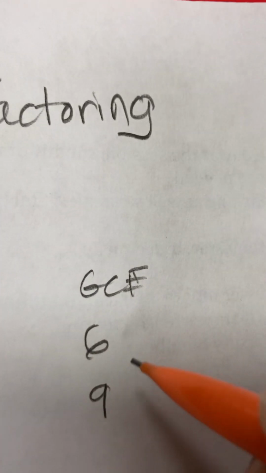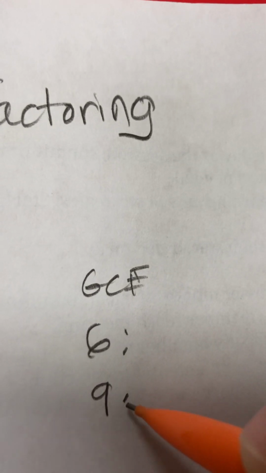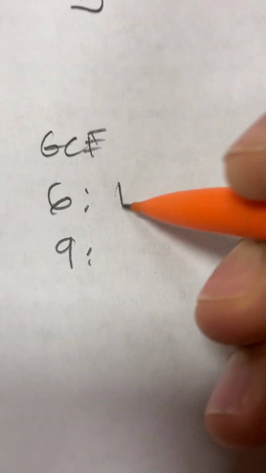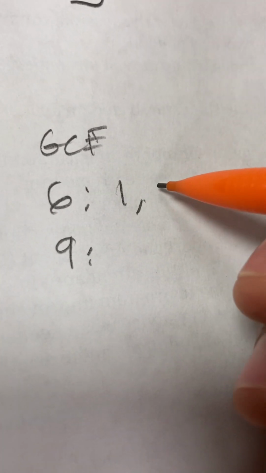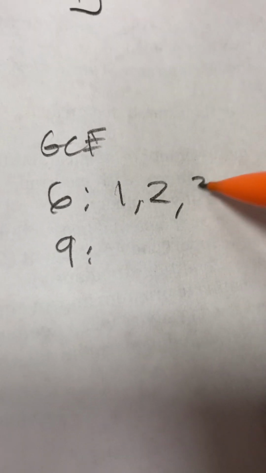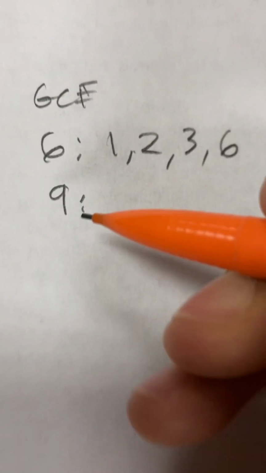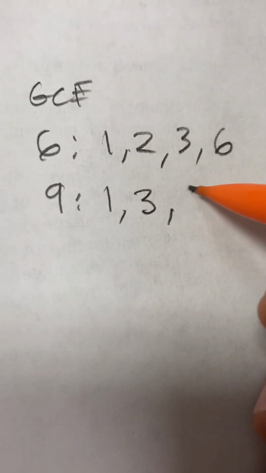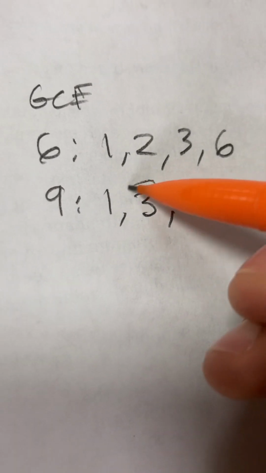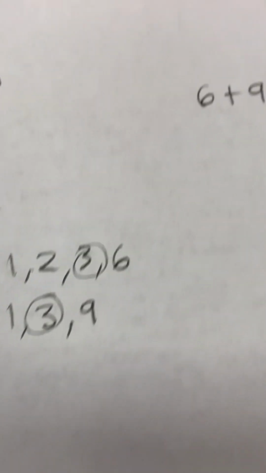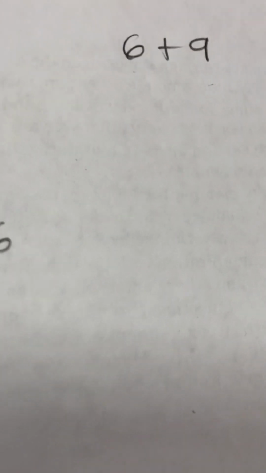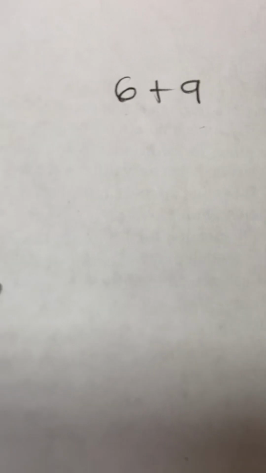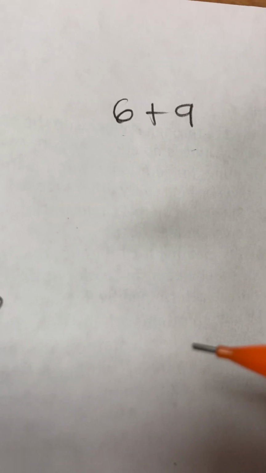6 and 9. What are the factors of 6 and 9? 1, 2, 3, and 6. For 9, it's going to be 1, 3, and 9. The greatest common factor is 3. So 3 is what's going to be taken out of parentheses. What parentheses? Well, I'll show you in a minute.